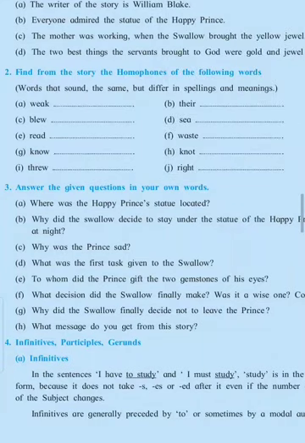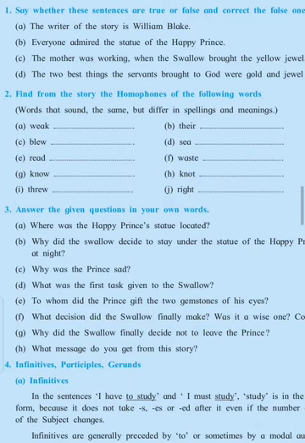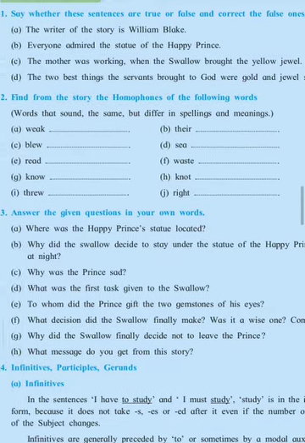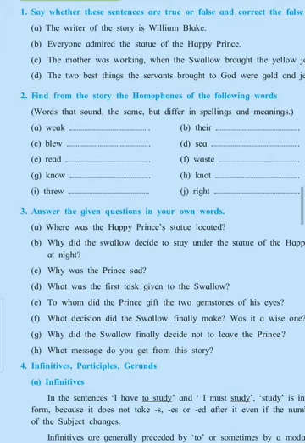Students, let me explain how to write the exercise. Number 1. Say whether these sentences are true or false and correct the false ones. A. The writer of the story is William Blake. Is it right? No. The writer of the story is Oscar Wilde.